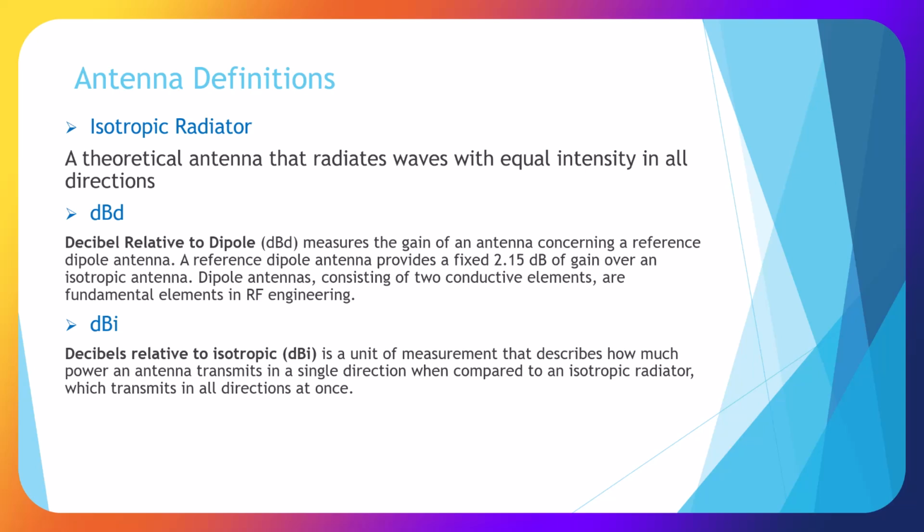Next one would be dBd, decibels relative to a dipole. So it measures the gain of an antenna with respect to a reference dipole antenna. A reference dipole antenna provides a fixed 2.15 dB of gain over an isotropic antenna. Dipole antennas consisting of two conductive elements are fundamental elements in RF engineering. And then we look at dBi, decibels relative to isotropic. It's a unit of measurement that describes how much power an antenna transmits in a single direction when compared to an isotropic radiator, which transmits in all directions at once.